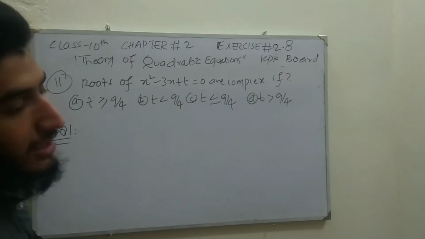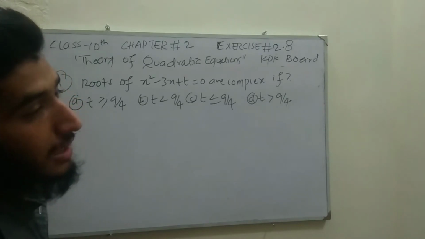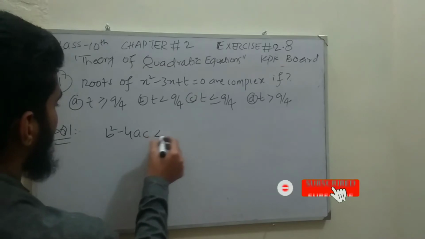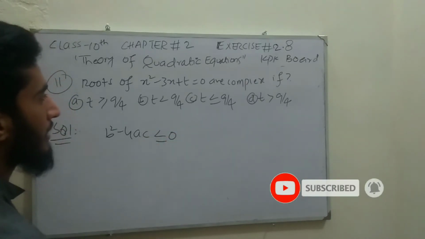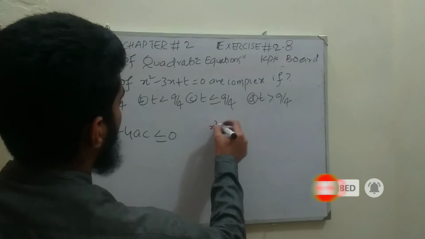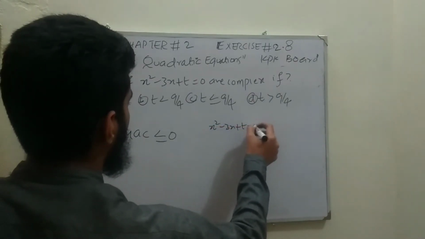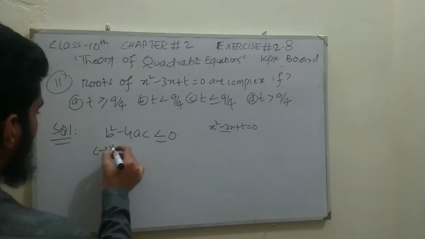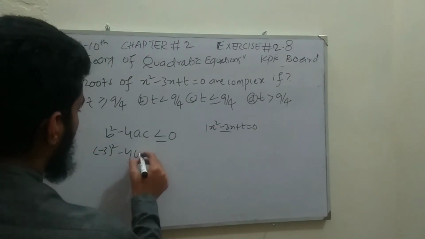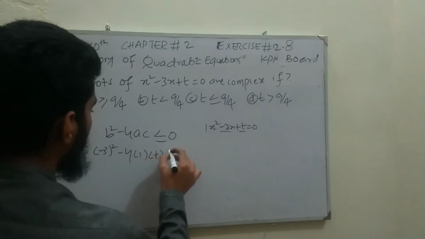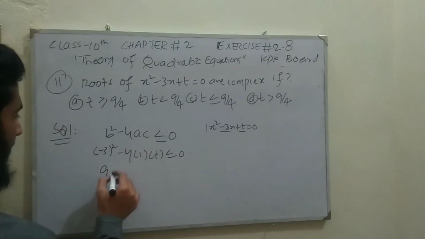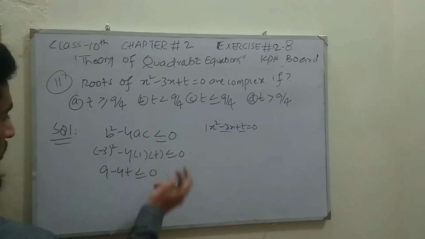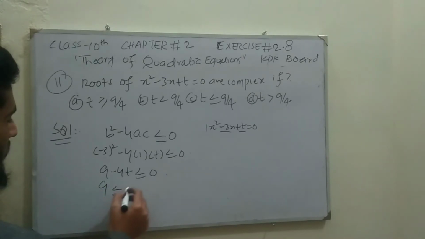We learned in the previous exercise that the roots of a quadratic equation will be complex if and only if the discriminant b square minus 4ac is less than or equal to 0. This is the condition for complex roots. We are given the quadratic equation x square minus 3x plus t is equal to 0. Our b is minus 3, so put minus 3 whole square, minus 4 times a, which is 1, and c, which is t, less than or equal to 0. Minus 3 square gives us 9 minus 4 times t, less than or equal to 0. Shift minus 4t to the right hand side, so it becomes 9 less than or equal to 4t.